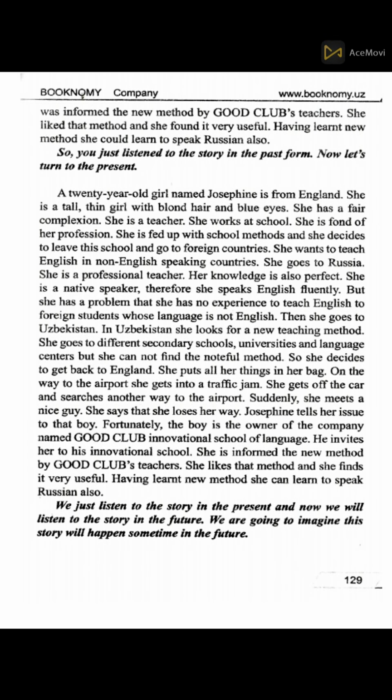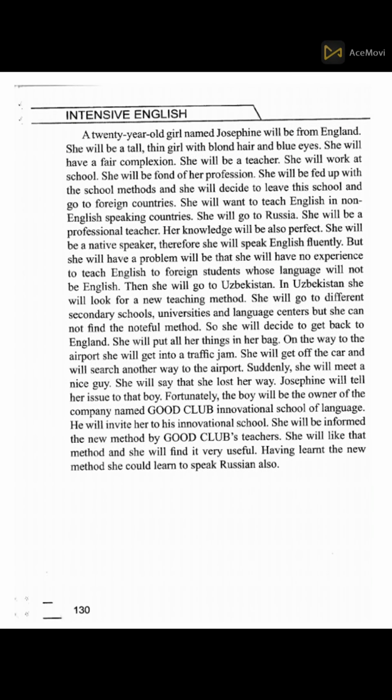We just listened to the story in the present, and now we will listen to the story in the future. We are going to imagine this story will happen sometime in the future. A 20-year-old girl named Josephine will be from England. She will be a tall, thin girl with blonde hair and blue eyes. She will have a fair complexion. She will be a teacher. She will work at a school. She will be fond of her profession. She will be fed up with the school methods and she will decide to leave the school and go to foreign countries. She will want to teach English in non-English speaking countries.